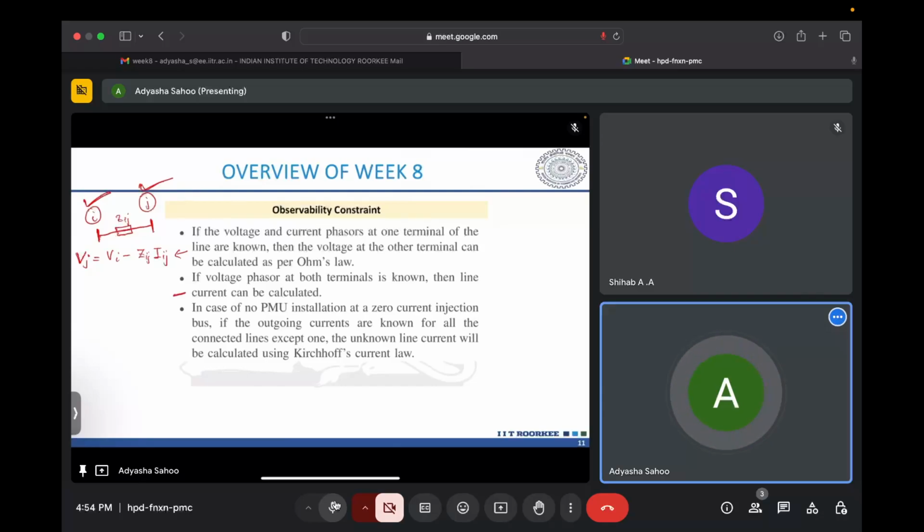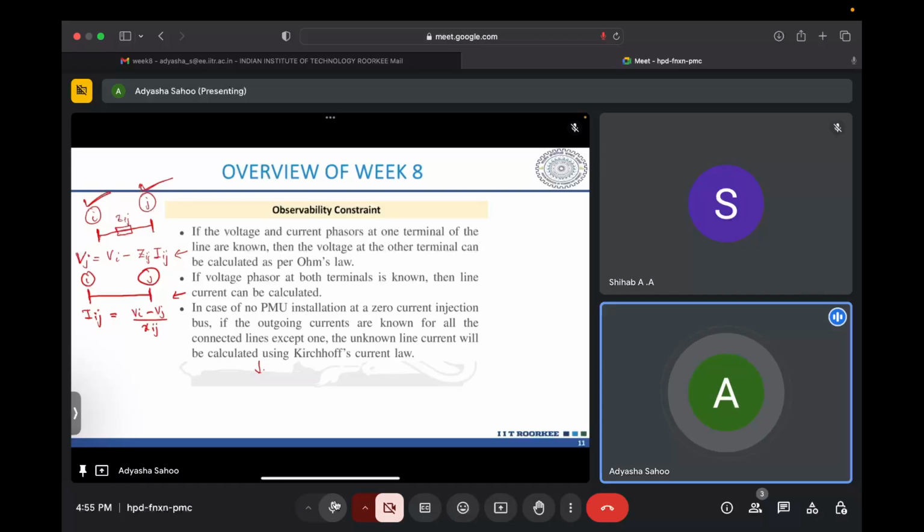Next is, if you know the voltage phasors at both the buses i and j, then you can compute the current phasor. So you know that Iij can be computed as Vi minus Vj divided by Zij.